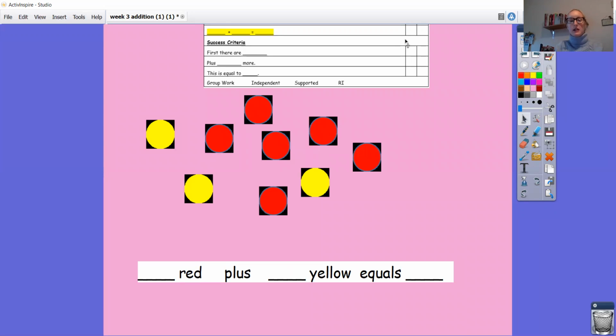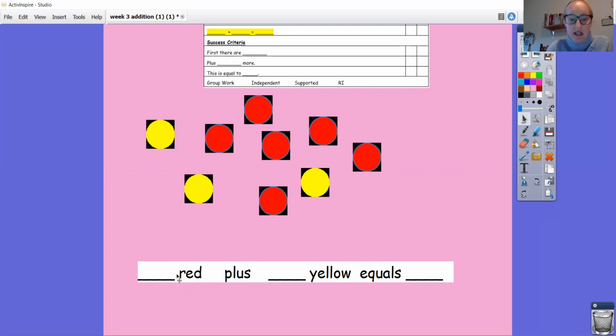So moving on to our learning today, we're going to carry on with writing addition number sentences. And we were using this phrase here to help scaffold the words that we were using when we were understanding this concept. So I'm going to go through that again with you now.